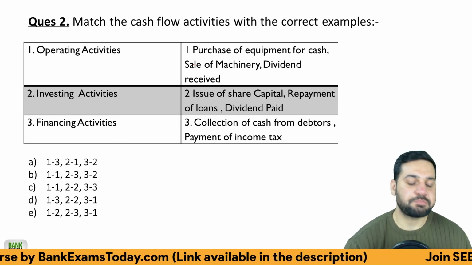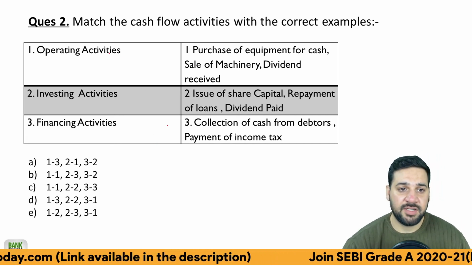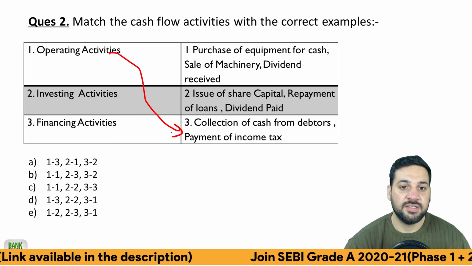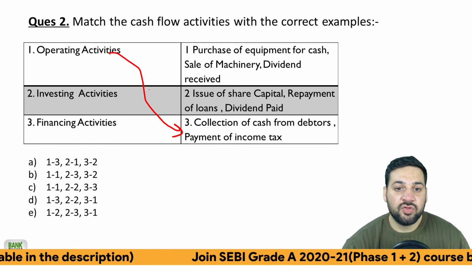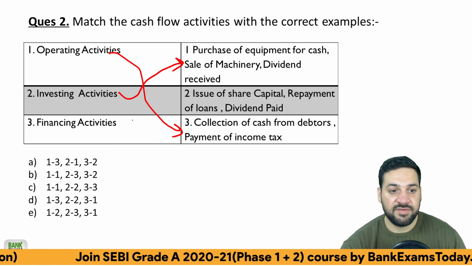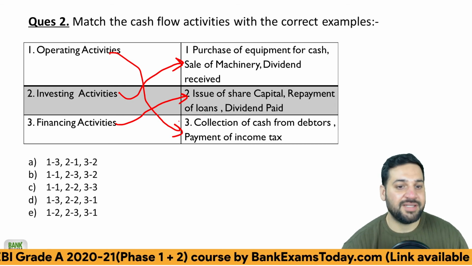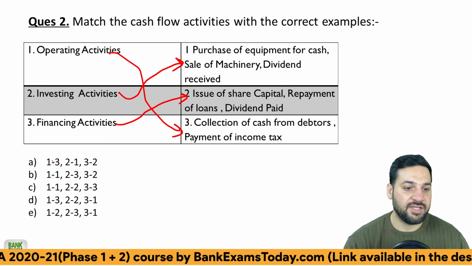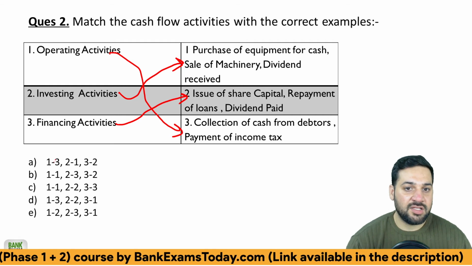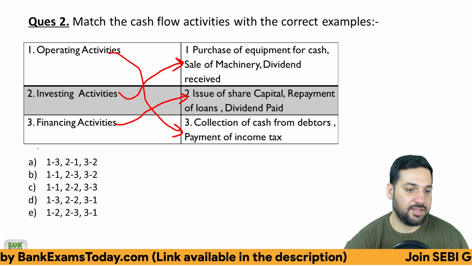A lot of you are there. Out of them, collection from debtor, that is an operating activity. Investing activity: sale of machinery, that is an investing activity. You receive dividend; issue of share capital, dividend paid, that is a financing activity. So operating activity is 3. First matches 3, second matches 1, and third matches 2. So A is the correct answer.